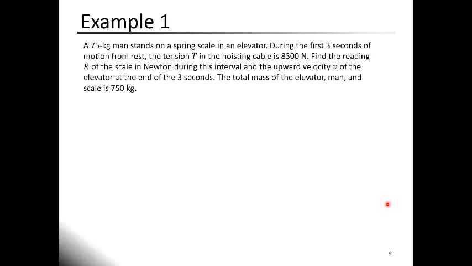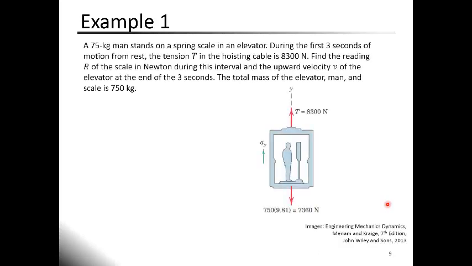So let's have three examples. We have three examples in this lecture here. The first example is that we have a 75 kilogram man. This man here stands on a spring scale. So we have a spring scale here in an elevator. So this is the cabin of an elevator as well.